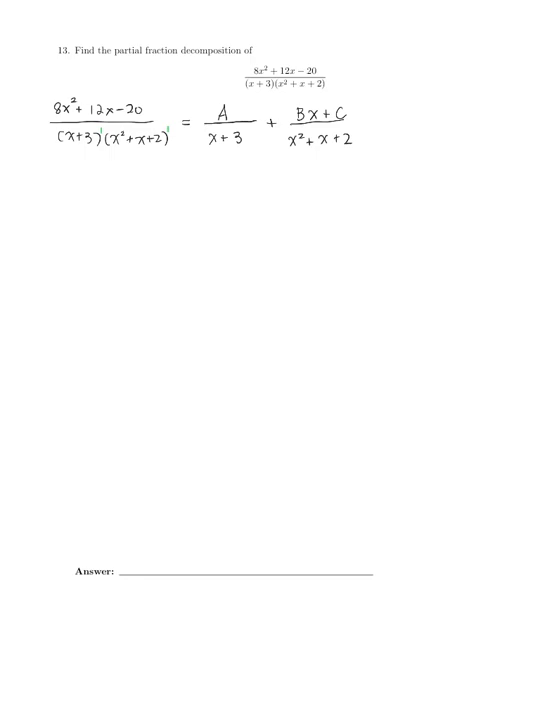Okay, so now what we need to do is multiply the left and right hand side by the LCD, which will be x plus 3 and x squared plus x plus 2. So if you do that, what you're going to get is 8x squared plus 12x minus 20 equals a times x squared plus x plus 2, and then plus bx plus c. Be careful, make sure to put parentheses around bx plus c. And then here what you're going to get is x plus 3.